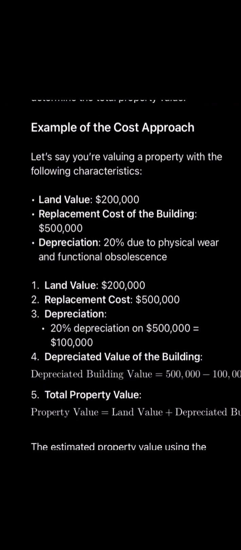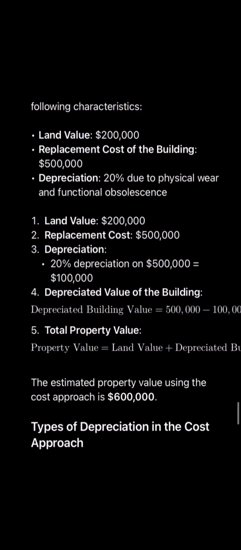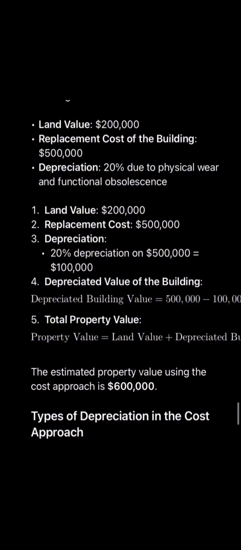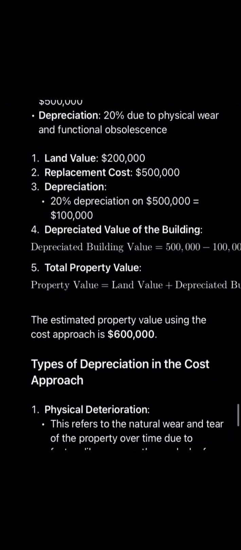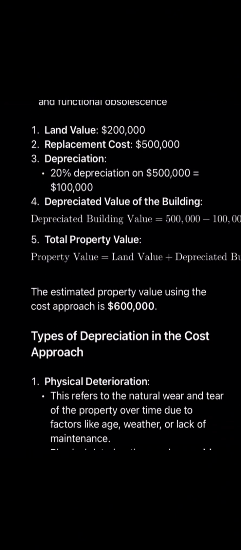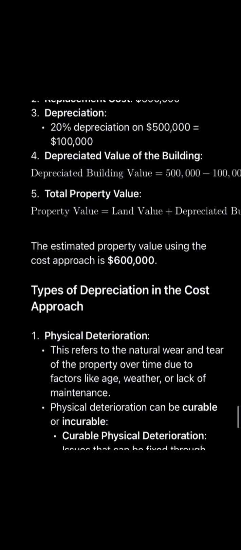Example of the cost approach. Let's say you're valuing a property with the following characteristics. Land value, $200,000. Replacement cost of the building, $500,000. Depreciation, 20% due to physical wear and functional obsolescence. 1. Land value, $200,000. 2. Replacement cost, $500,000. 3. Depreciation, 20% depreciation on $500,000 equals $100,000.